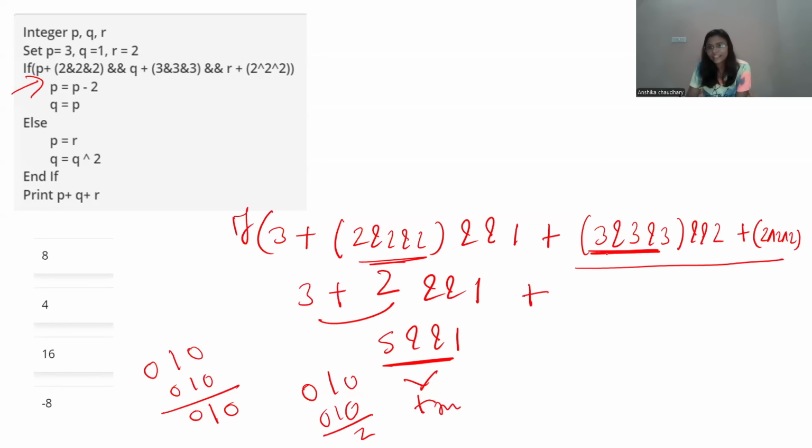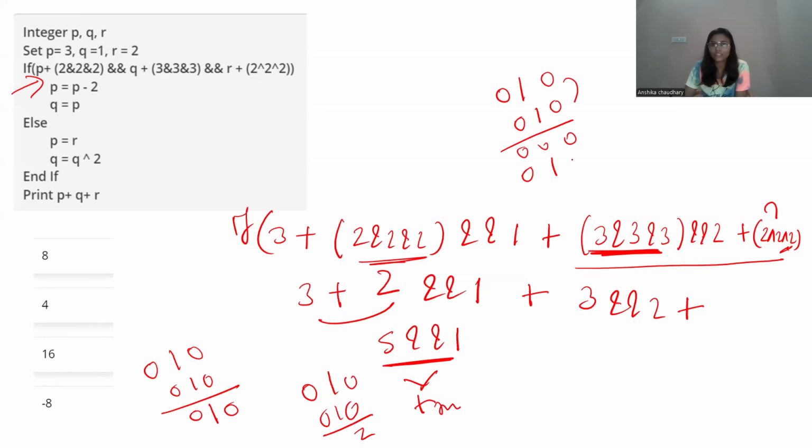So plus again it will be 3 only. 3 logical and 2 plus 2 xor 2. So 2 xor 2 will be 0 because if both of the values are the same, it will be 0. Let me write it here: 0 1 0 and 0 1 0, so it will be 0 0 0. Now once again we need to take it with 2. So 2 value will become 0 1 0. So the whole answer will be 2 only, right?